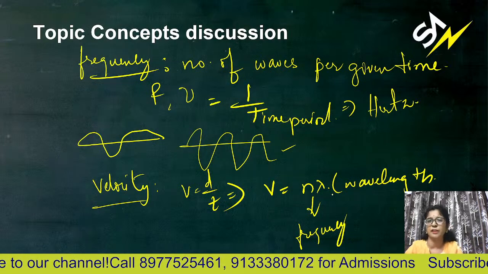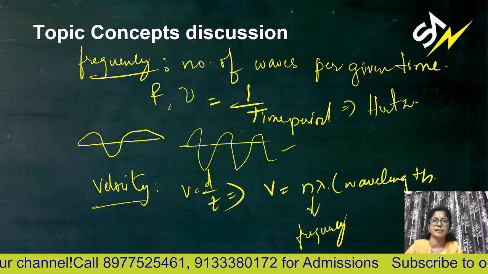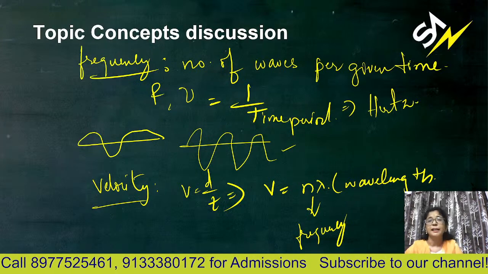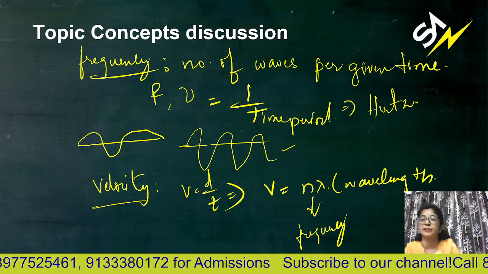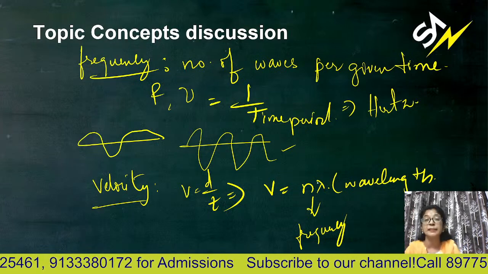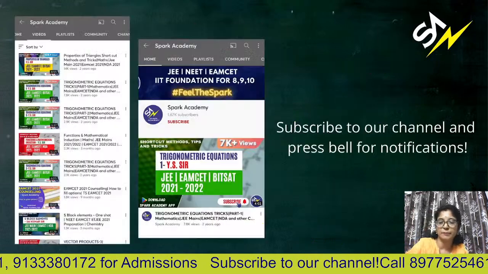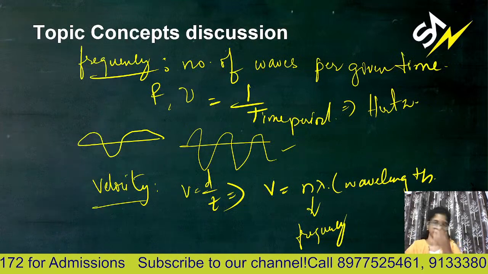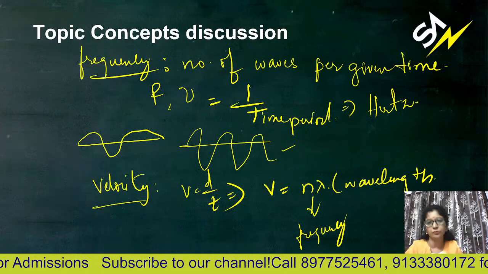Usually the velocity of sound in air is almost constant, but it varies depending upon the circumstances. It varies from 330 meters per second to 340 meters per second. So this is about the physical quantities related to the waves.